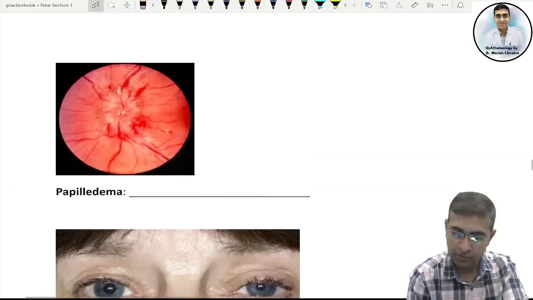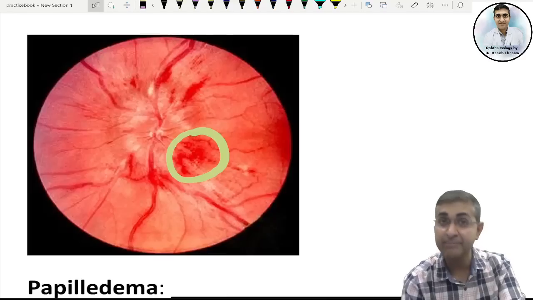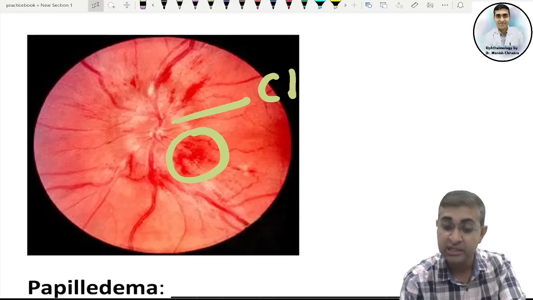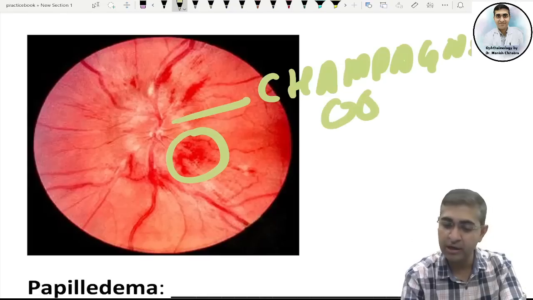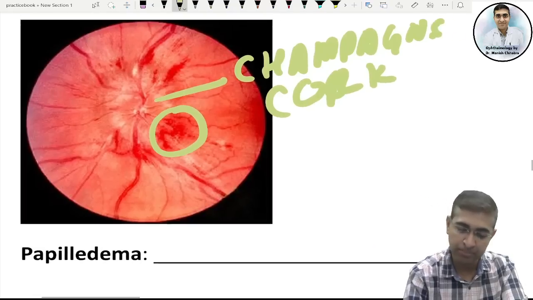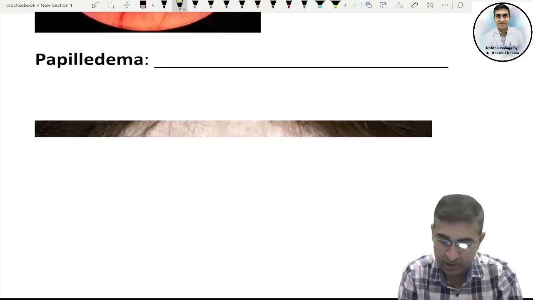And moving over to the next part. Okay, again this is papilledema. You can appreciate the peripapillary hemorrhages. You can also see the champagne cork appearance of the optic nerve head. Okay, now can you tell me the diagnosis?